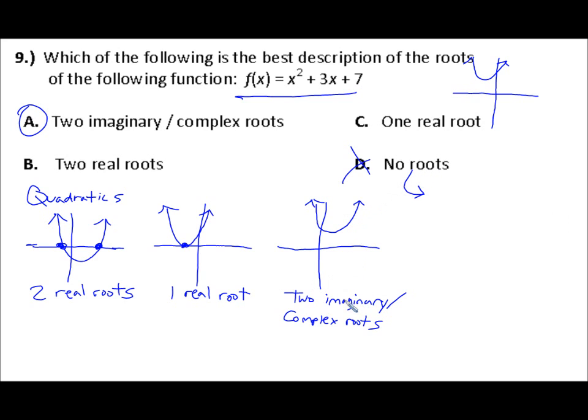That's why they're called imaginary. Well, that's one way you could think of the word imaginary. So no roots is, as I like to call it, a ruse. It's a trick. Don't fall for it. Alrighty.